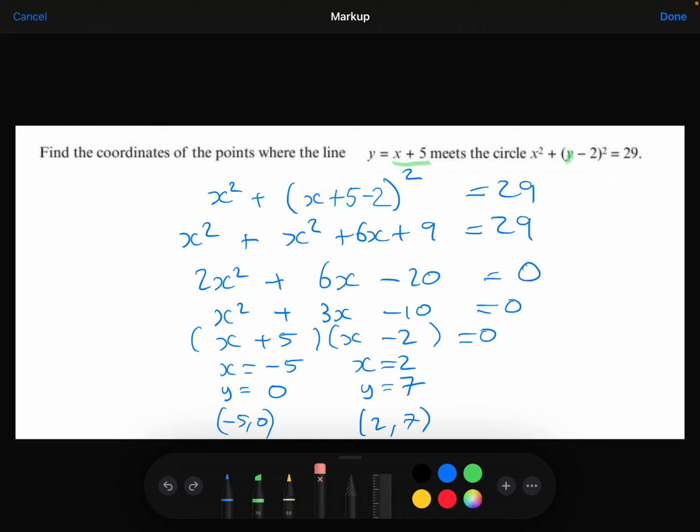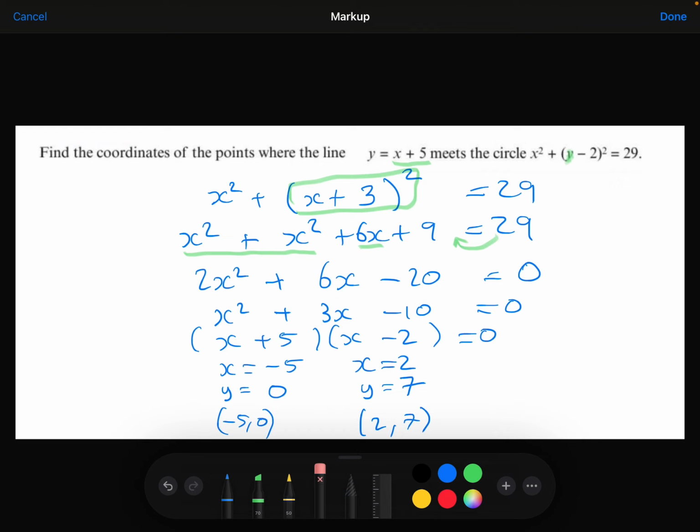Now just to simplify that a little bit, the 5 minus the 2 is 3. Then my next step is I expanded this bracket to get the x squared plus 6x plus 9. Then I've done the x squared plus x squared is 2x squared. I've got the 6x and the 6x is there. And then I subtracted the 29 from both sides to make this equal to 0. So the 9 take away the 29 is minus 20.